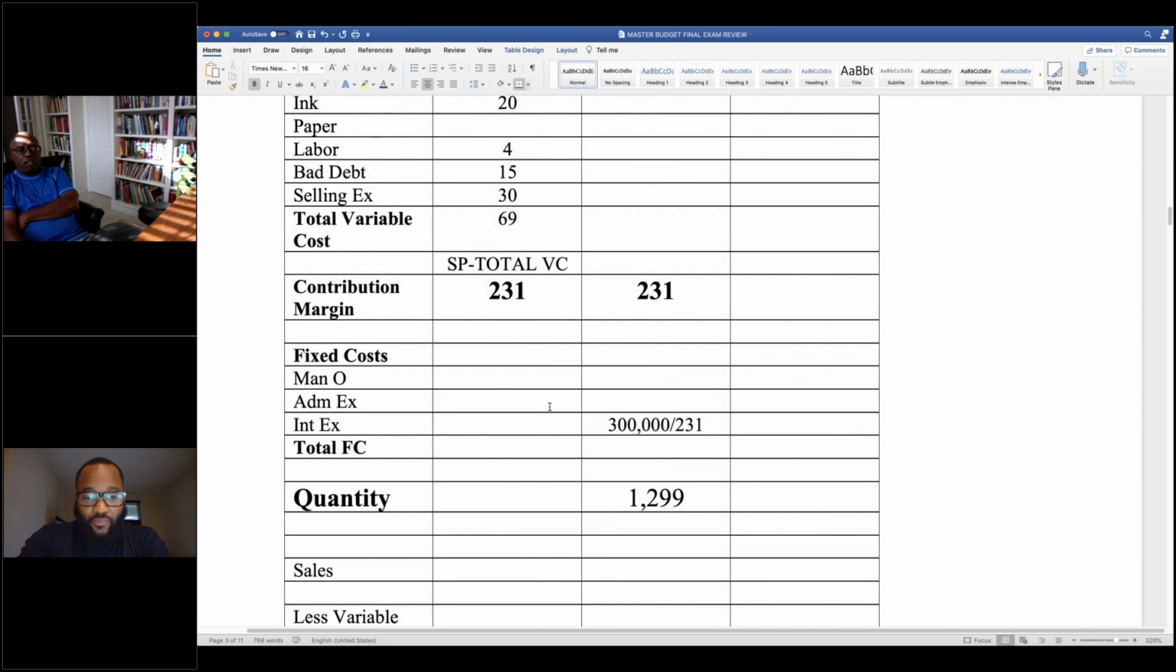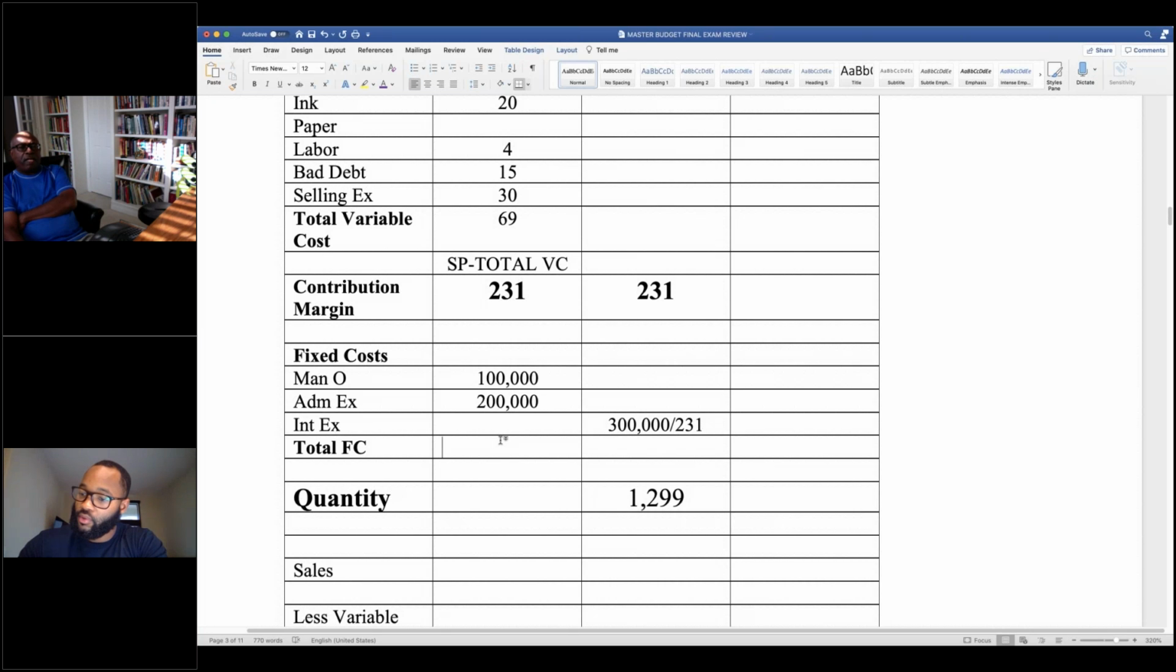And the fixed cost we had this time was, I think, just administrative 100,000. And interest, no, we didn't have any. It was manufacturer overhead 100,000 and administrative 200,000. Those were given. It's always given in the assumptions.